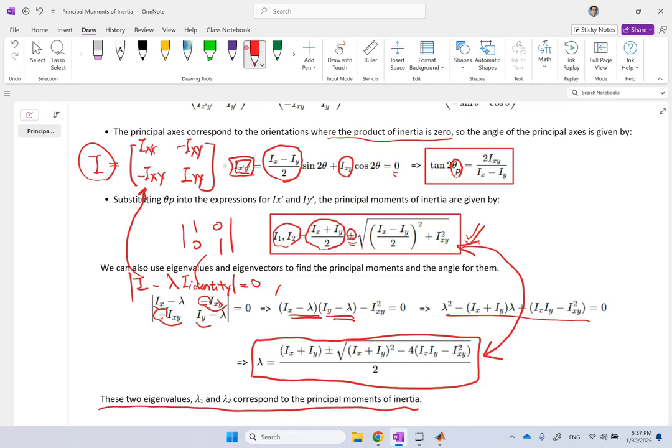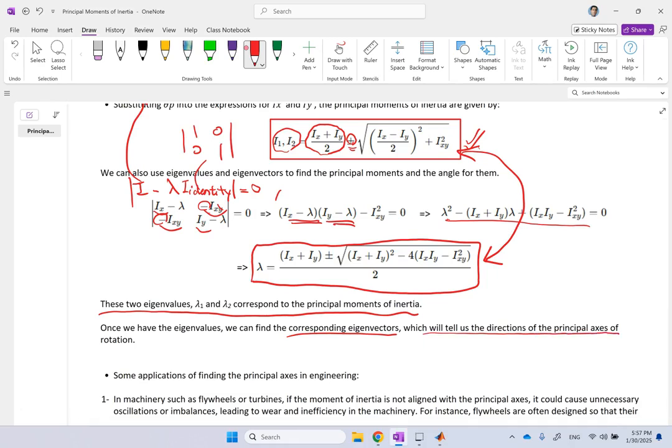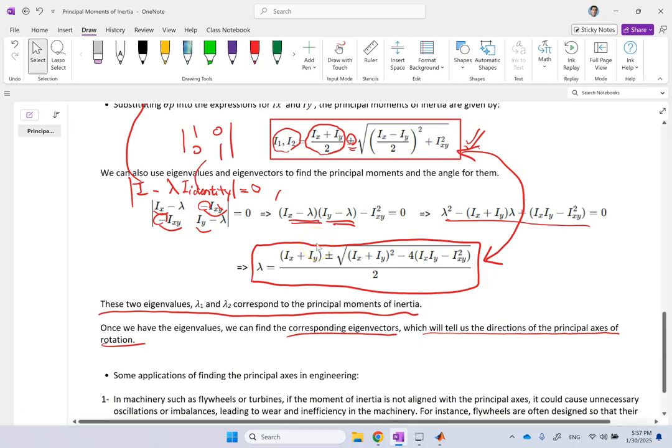What about the angle? How do you find this angle? Which direction corresponds to max and min? That comes from the eigenvectors. The direction corresponding to one eigenvector is the direction for I1 or lambda 1. The other one is the direction for lambda 2 or I2. That's all it is. So we can find them by the eigenvalues and eigenvectors.